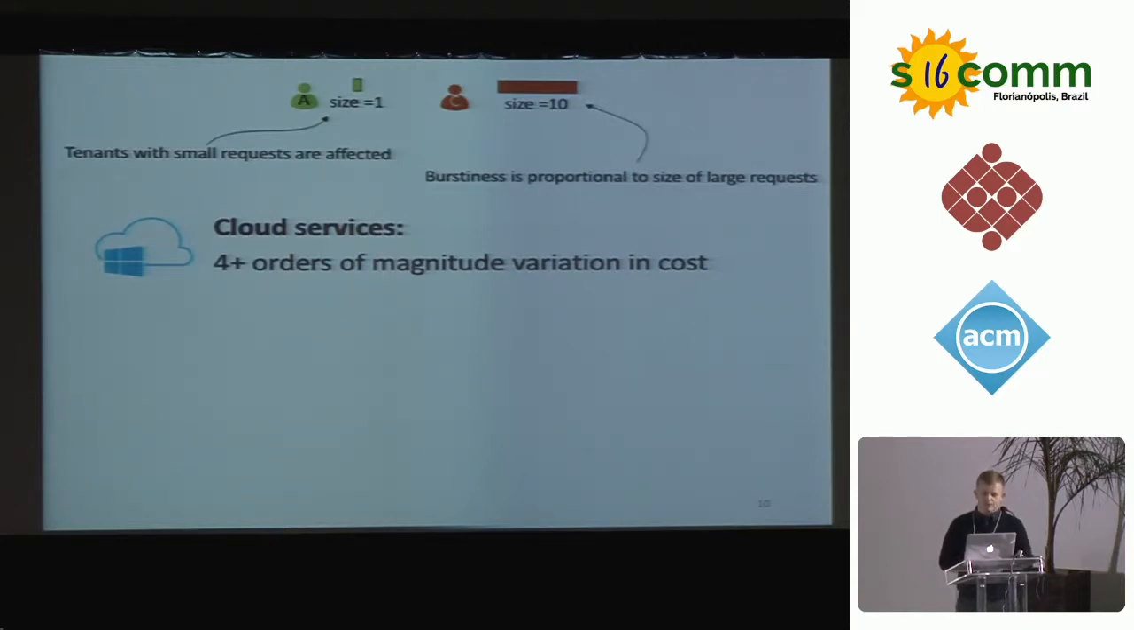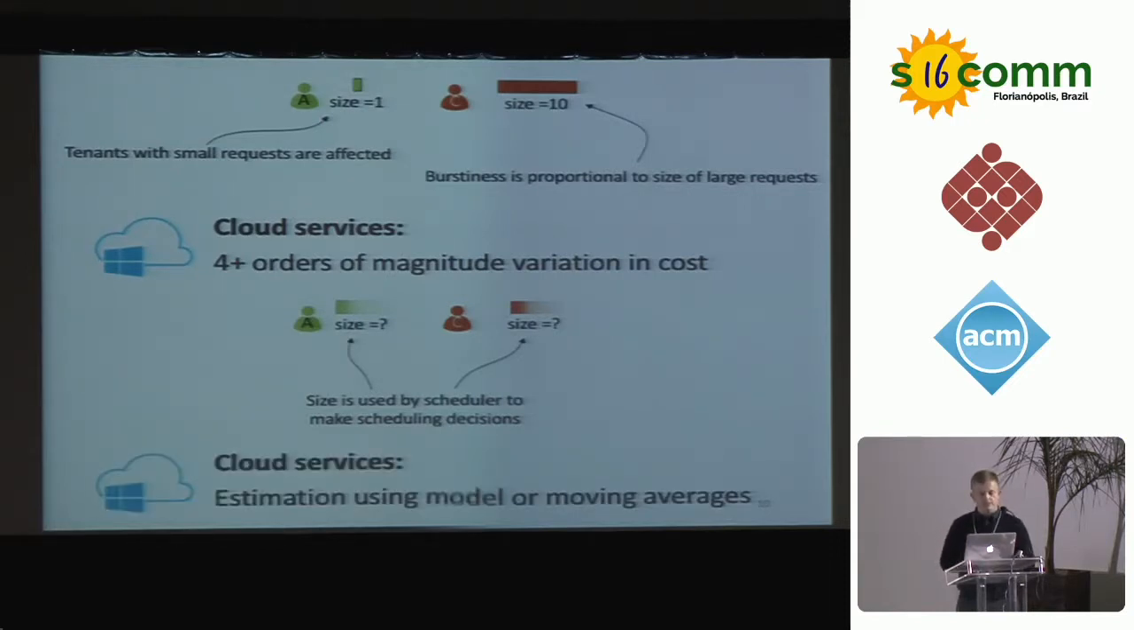A second challenge stems from the fact that for many schedulers, request size is used to make scheduling decisions. However, we don't actually know this information, like how long a request is going to take to execute or the resources it might consume. Instead, if we want to use these algorithms, we have to estimate the costs based on either models of the APIs or history of recently completed requests.